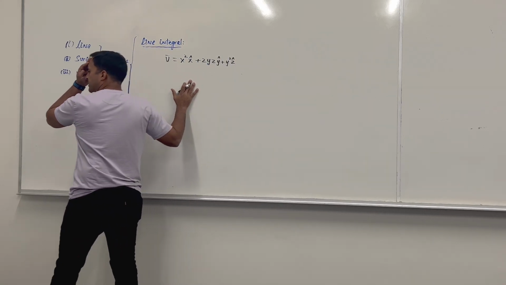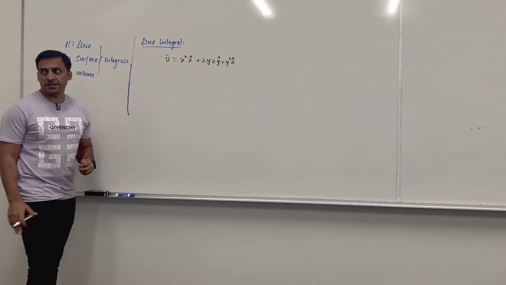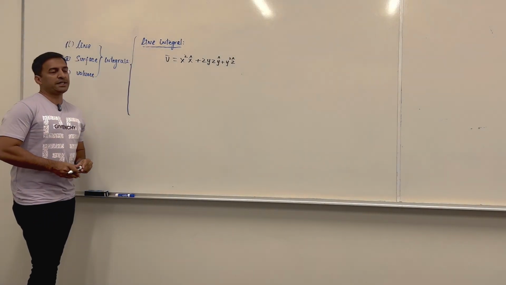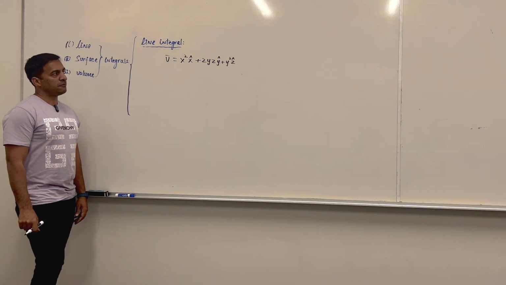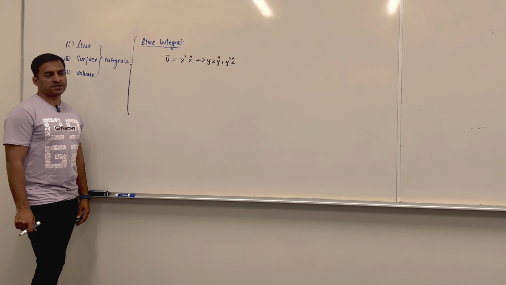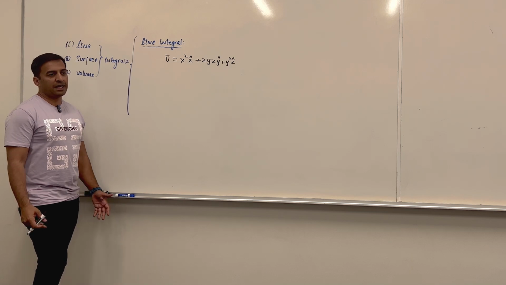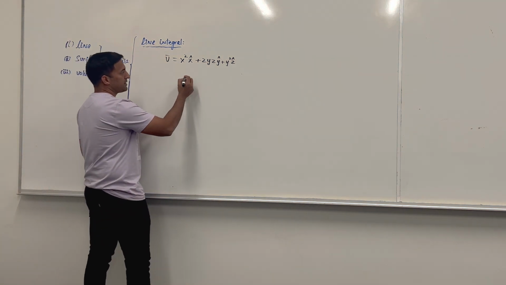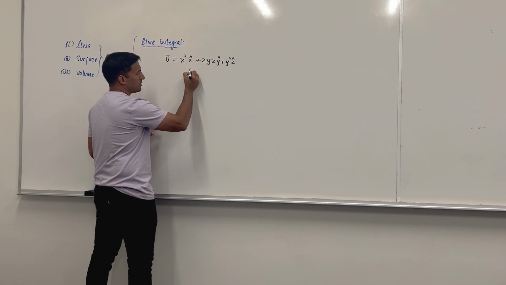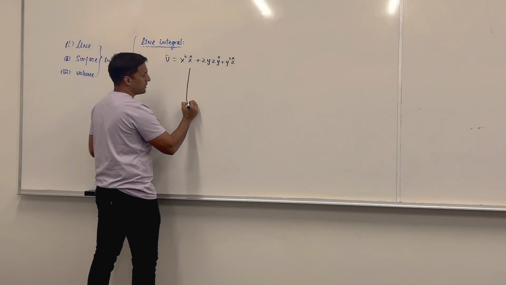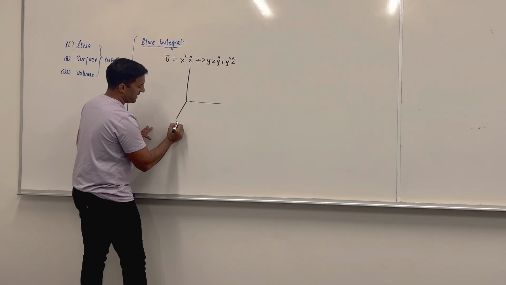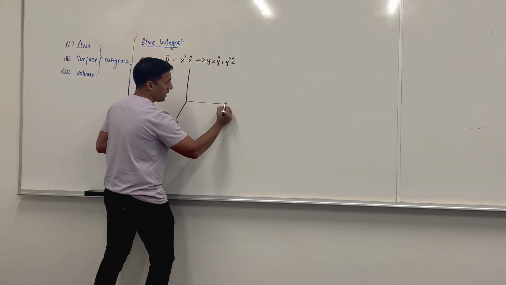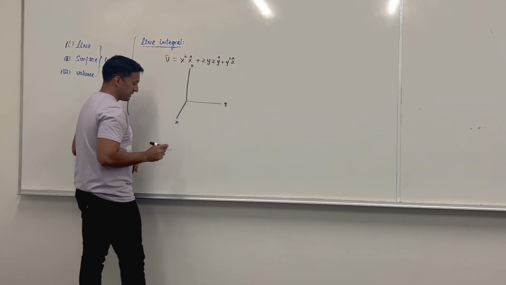Let's say this is the vector function that is given to us, and we want to find the line integral for this vector function along a line. And let's say this is the line that we are given. So we have an x, y, z coordinate system. This is my x axis, this is y axis, and this is z axis.